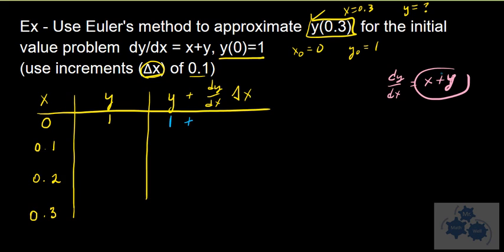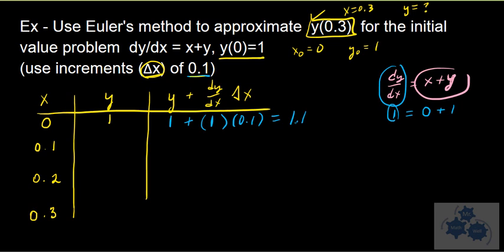How do we find that? Well, we put in our x and y value, that's 0 and 1, over here in our dy over dx, 0 plus 1. And of course, that equals 1. So dy over dx for our first row is 1. Make sense? Times our delta x, which is 0.1. It's going to be the same with each row. So this is 1.1.